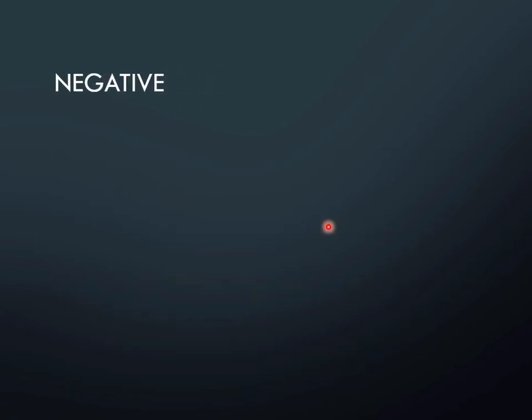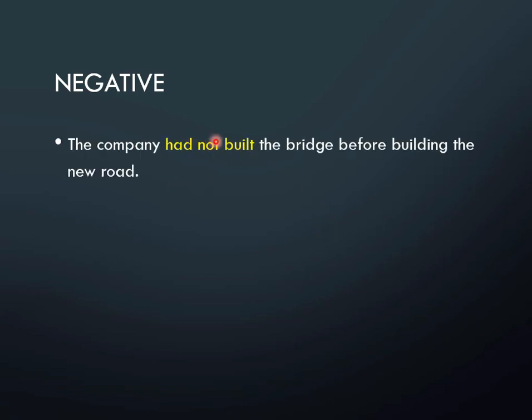Okay, what about the negative form of the active voice? If we look at the same sentence, but negative, we will notice that the negative is formed by the word not being added to the helping verb had. The company had not built the bridge before building the new route. A note you should take into consideration is that the verb doesn't change to its s-form again, but it is still in the PP.